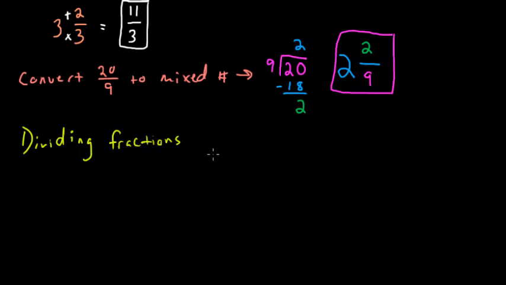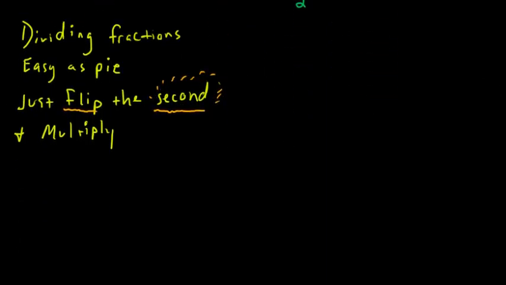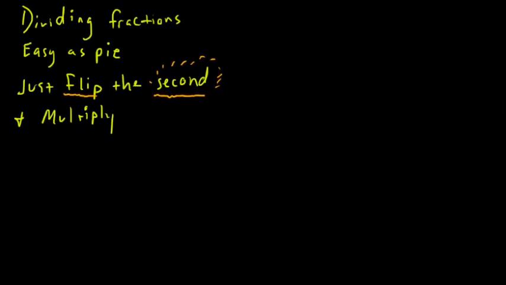Alright, dividing fractions. Easy as pie. Just flip the second and multiply. Now say it in a deep voice. Dividing fractions is easy as pie. Just flip the second and multiply. This is how you remember how to divide fractions. We never divide fractions. We always convert it to a multiplication problem by flipping the second number, the numerator and the denominator. So that's the reciprocal.